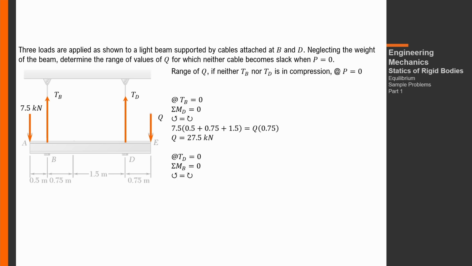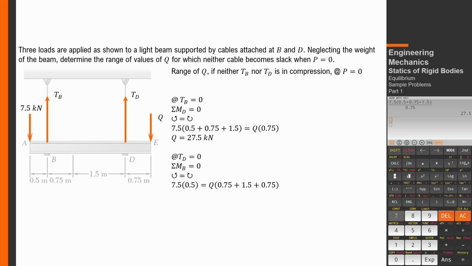So, counterclockwise moments equals sa clockwise moments. So, magkakos ng counterclockwise moment sa B, so yung 7.5, yung clockwise naman yung Q. So, therefore, 7.5 times 0.5 over 0.75 plus 1.5 plus 0.75. So, therefore, Q, yung isang value ay 1.25 kilonewton. So, therefore, yung range for Q ay 1.25 hanggang 27.5 kilonewtons.